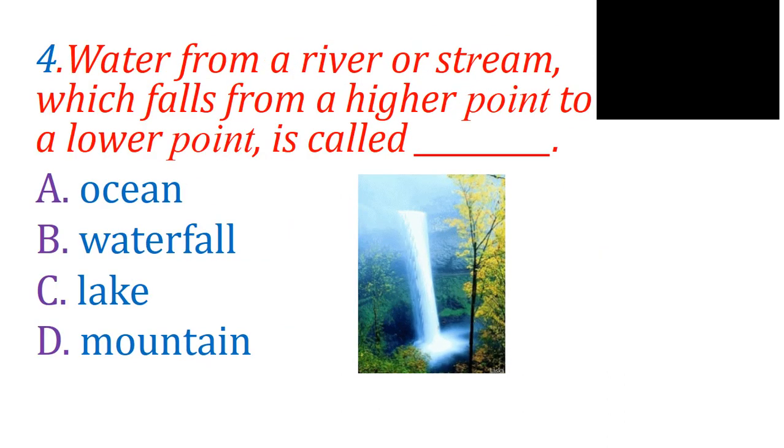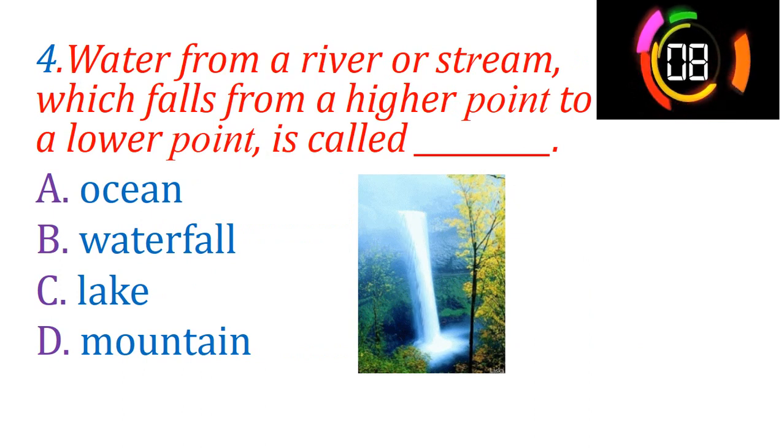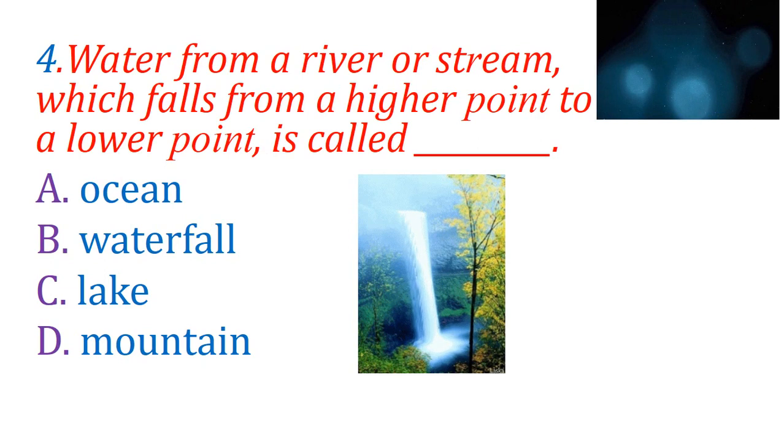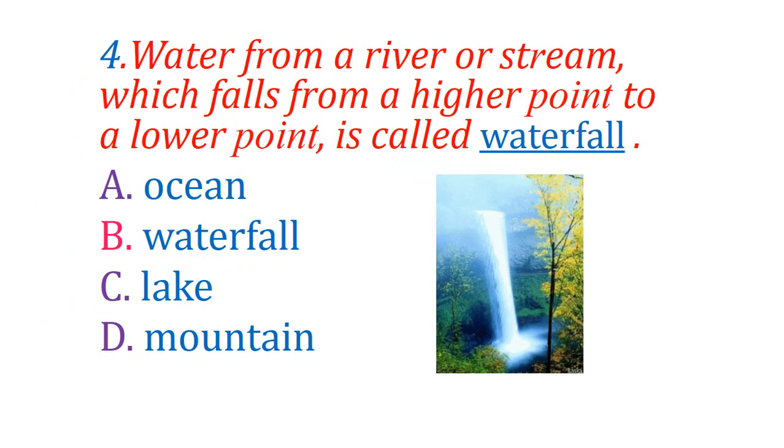Number 4. A, B, C, or D? B. Water from a river or stream, which falls from a high point to a lower point, is called a waterfall.